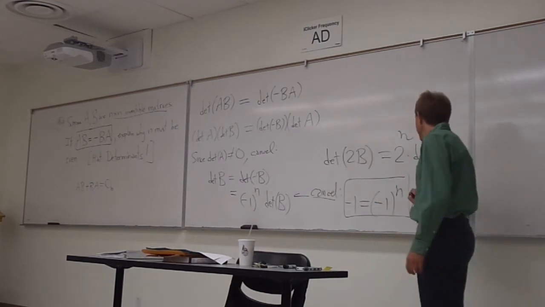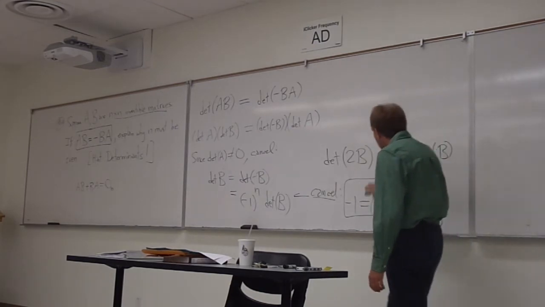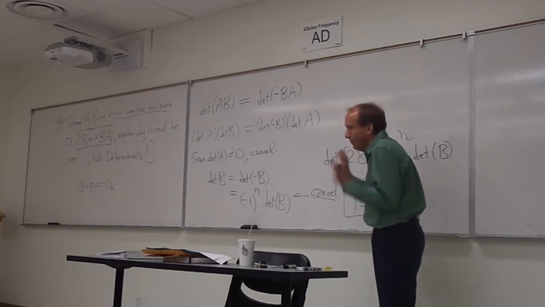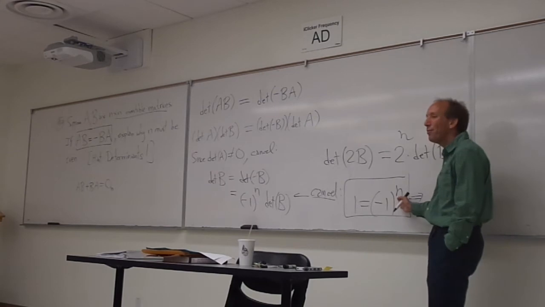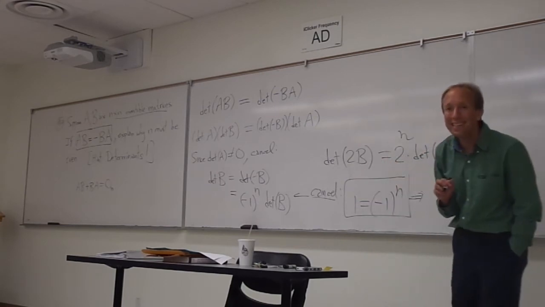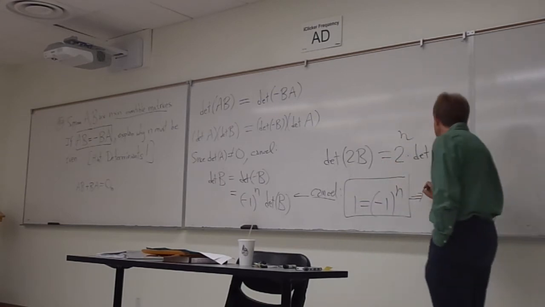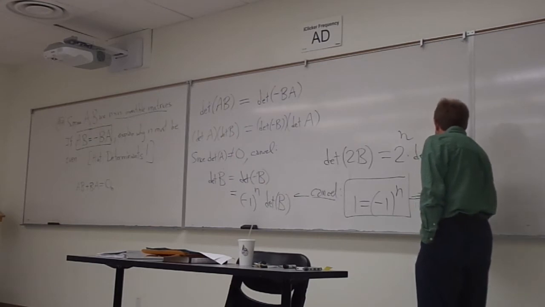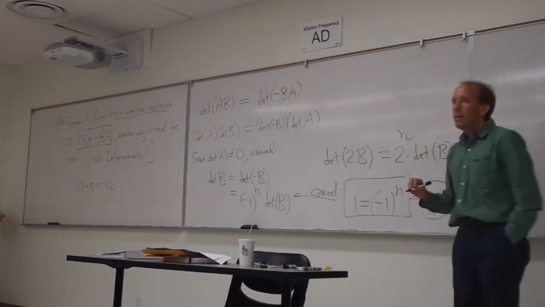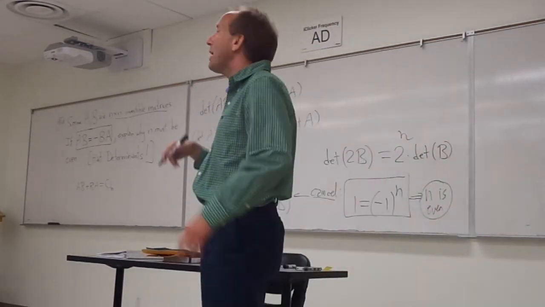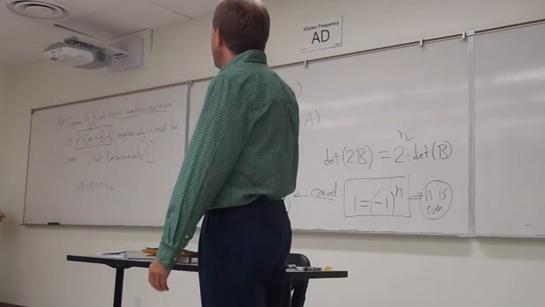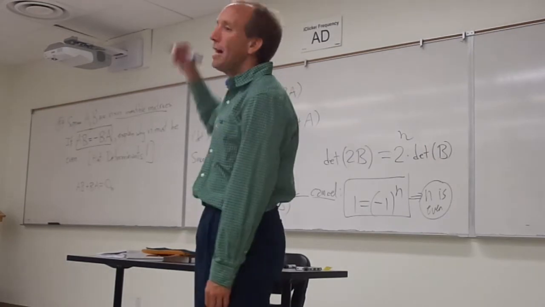That would be 1, not negative 1. Sorry, it should have been 1. There we go. Sorry, I screwed that up badly. Okay, so negative 1 to the n equals 1. So what's that tell us? N is even, exactly. It has to be a 2 by 2 or a 4 by 4 or a 6 by 6. You cannot have a 7 by 7 set of matrices for which that happens.